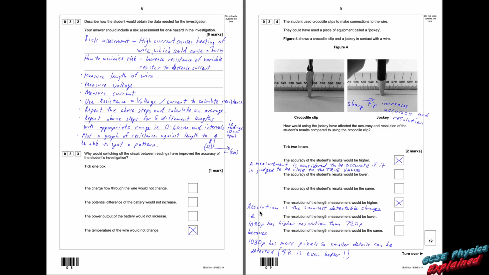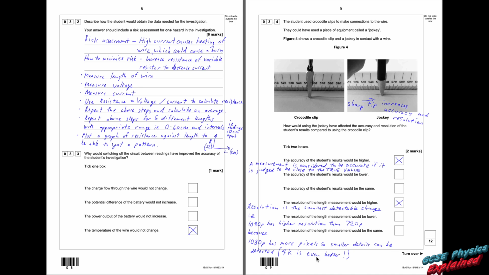Now, you'll have heard of resolution in real life. If you've got a 1080p, that's got higher resolution than a 720p TV. And that's because 1080p's got more pixels, so smaller details can be detected. This video is in 1080p. If I didn't do it in 1080p, it wouldn't be as sharp.